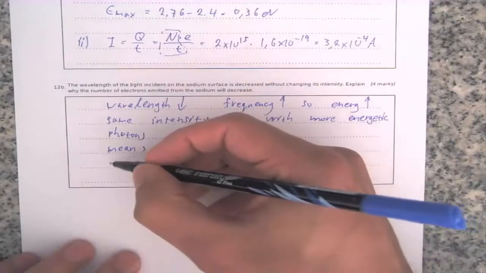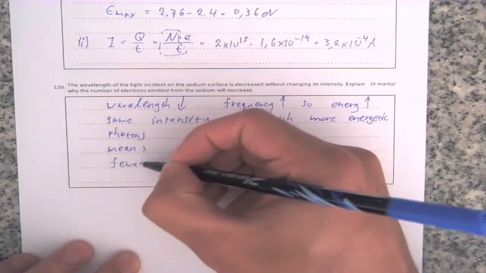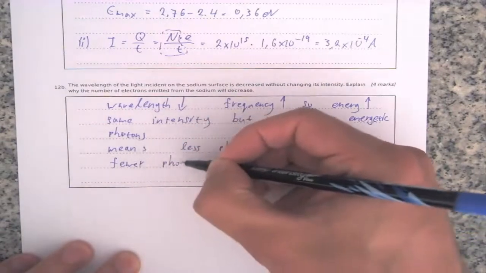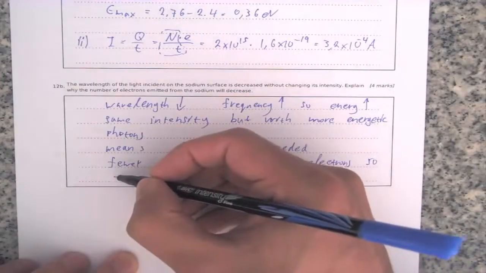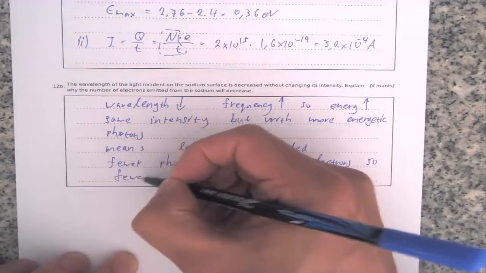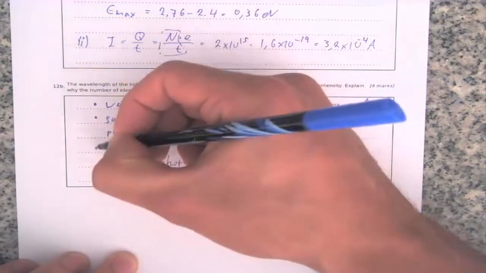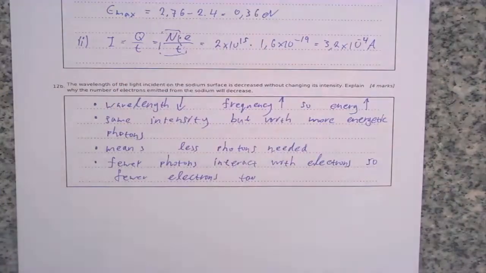So we have fewer photons, so fewer photons interact with electrons, so fewer electrons too. And these are the 4 points that you need to make to get the full marks.